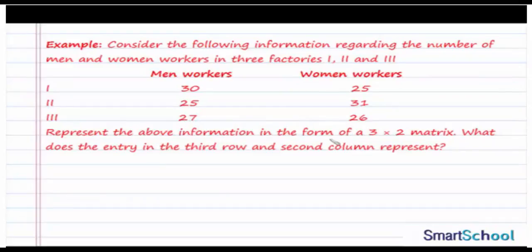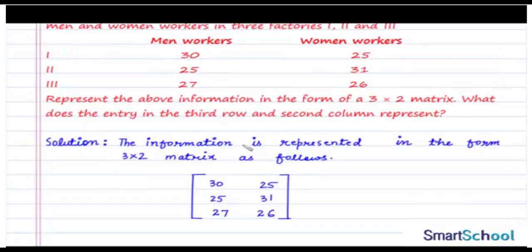Represent the above information in the form of a 3 by 2 matrix. What does the entry in the third row and the second column represent? So what we have to do in the question is represent the above information in the form of a 3 by 2 matrix, and also tell what the entry in the third row and the second column represents. So let us solve this question first.